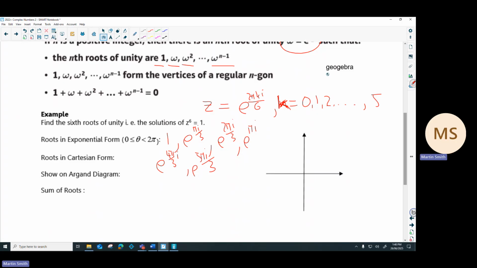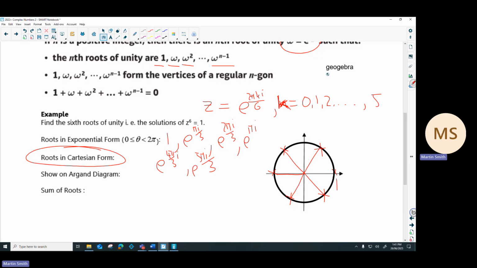I'll show you on an Argand diagram. So the first one is at 1, and then the other ones all lie on a circle. Let me draw my circle in. Center at the origin, radius 1, and they are equally distributed around there. So I draw a line up here, a line up here, a line down here, a line down here, a line down there. Those are these complex numbers. I'll come back to the roots in Cartesian form in just a second. The sum of the roots is bound to be 0, it always is.